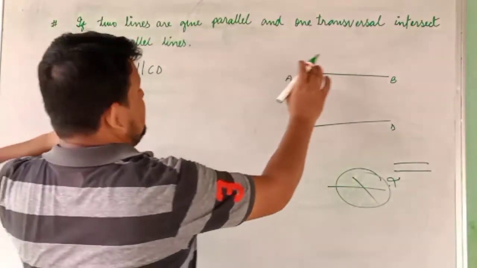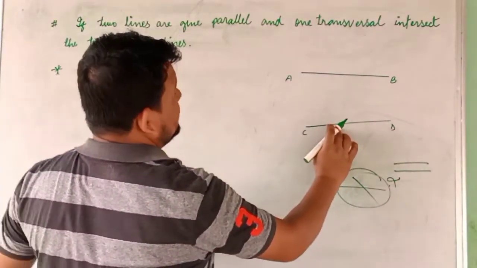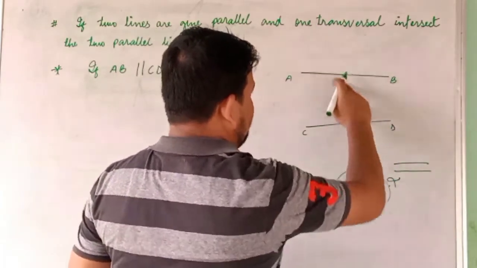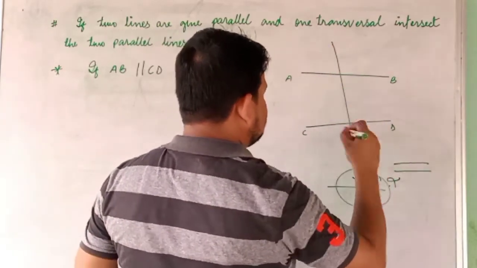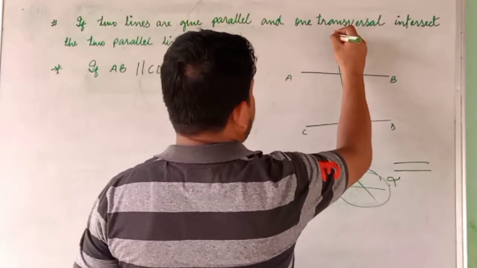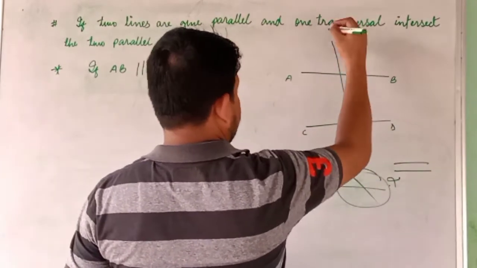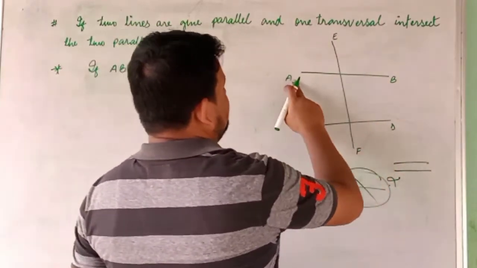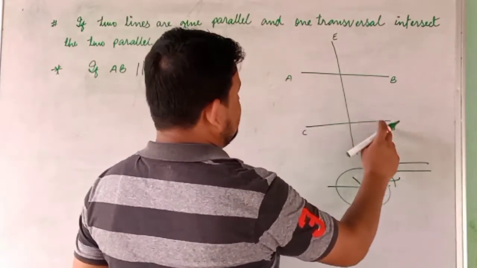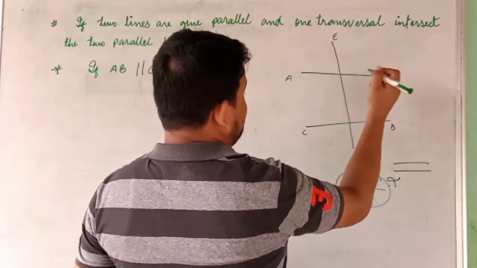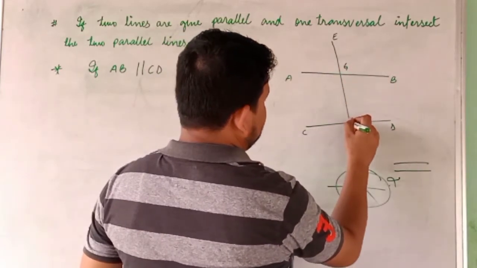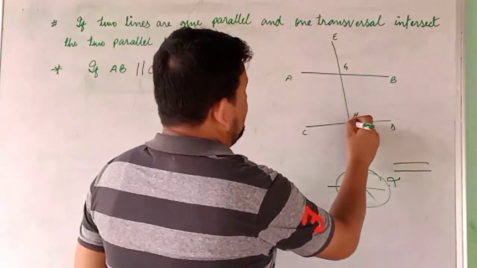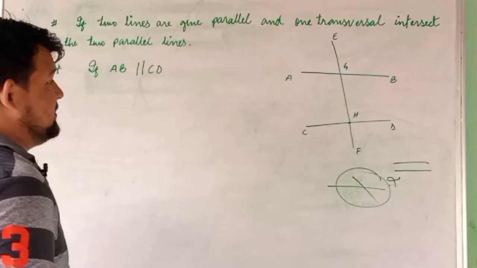Now let us see if these two parallel lines are intersected by one transversal, one more line. That means another line is intersecting these two. Suppose line EF is intersecting the two parallel lines AB and CD, cutting AB at G and cutting CD at H. Then they have some more relationships here.